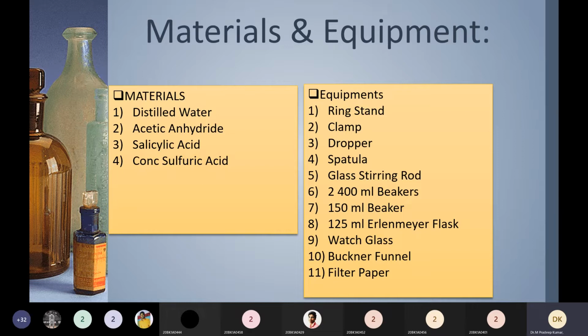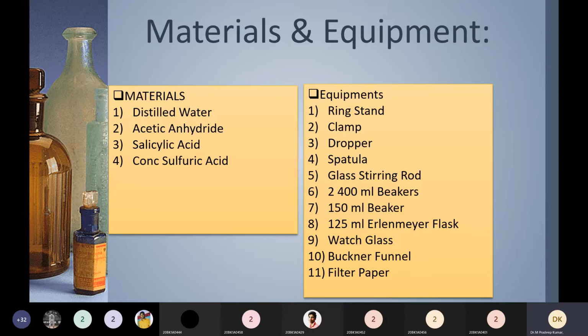Actually, this ring stand is also not required. We require one water bath. Instead of this, you can write water bath. Okay. Water bath, B-A-T-H. Water bath.